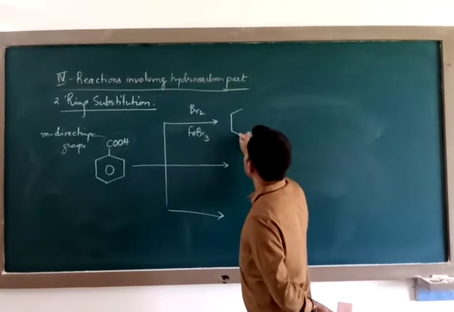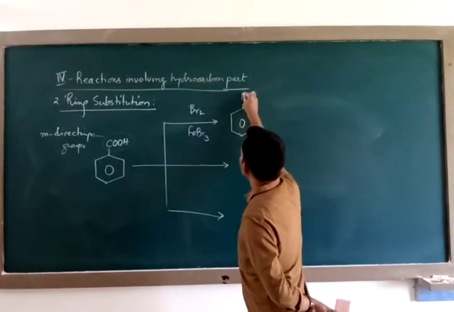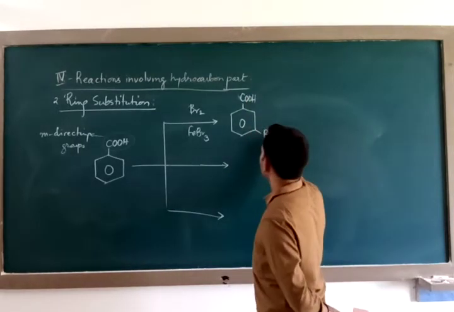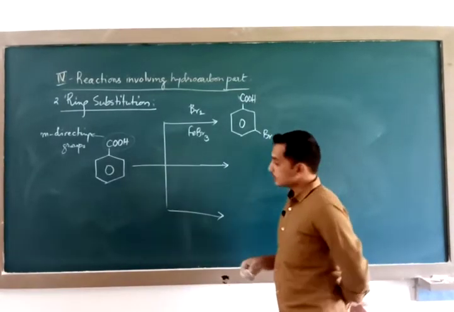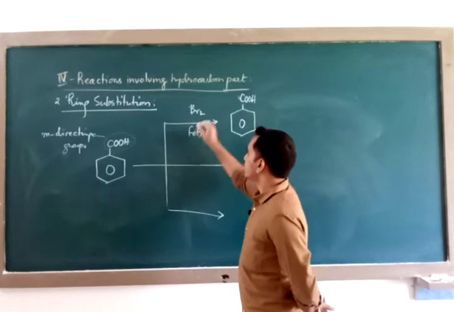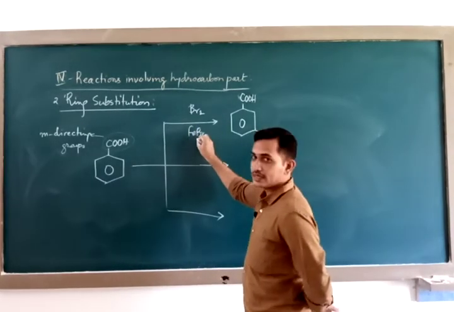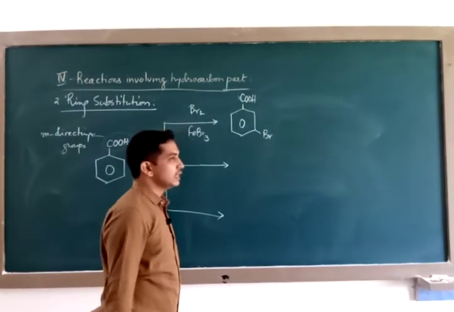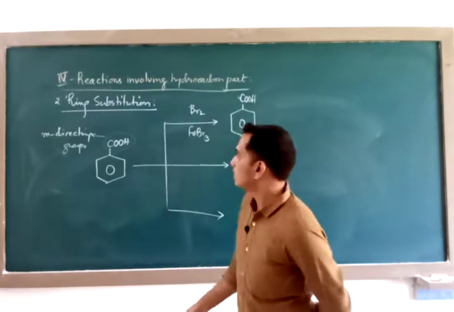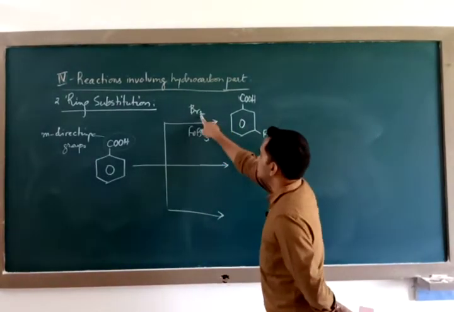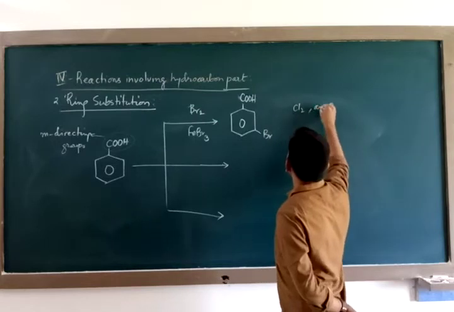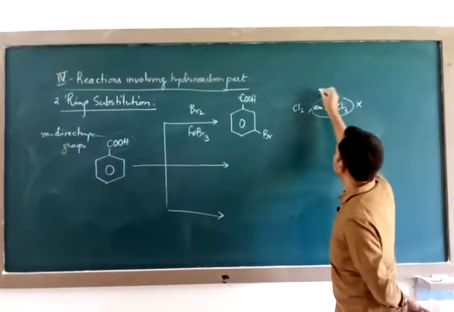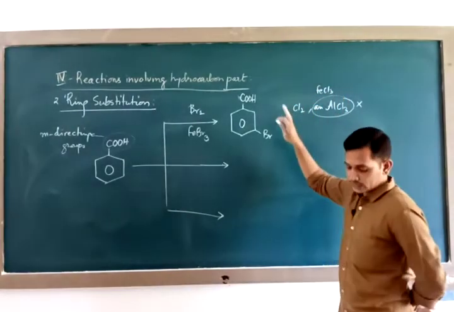Keeping that in mind, if I carry out bromination in the presence of ferric bromide, what product is obtained? I will get COOH as it is, Br here. Then you may say, sir, why can't I carry out chlorination? For chlorination you need FeCl3. You can do that also. But if you take here Cl2 in the presence of anhydrous AlCl3, this is not to be used. Instead of this you can use ferric chloride for chlorination.